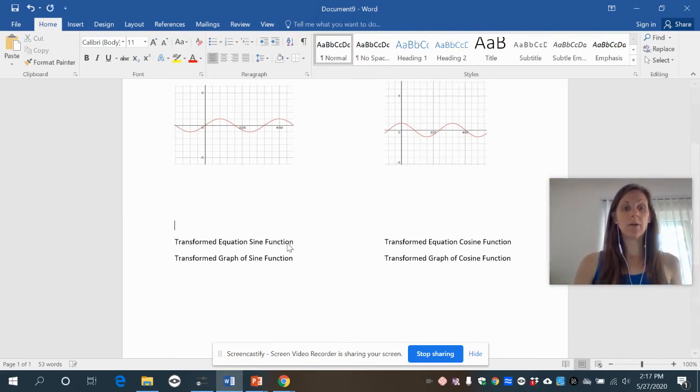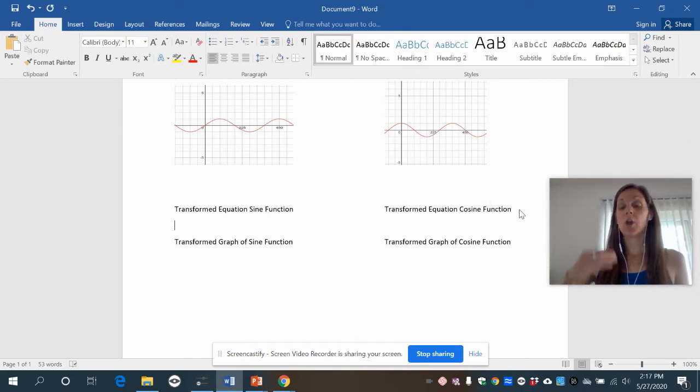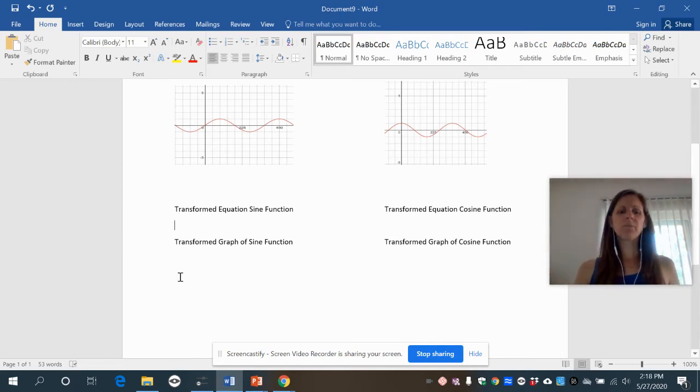Okay. So now what I want to do is talk about what the transformed equations look like. We have talked this whole school year, starting in October when we did our transformations. We have a parent graph. What happens when I transform it? Left, right, up, down. When I stretch it and I compress it. Those are the things that I'm looking for. We're not going to do the left, right, but we are going to talk about the stretching and the compression. It's a couple different things here. So let's look at this.